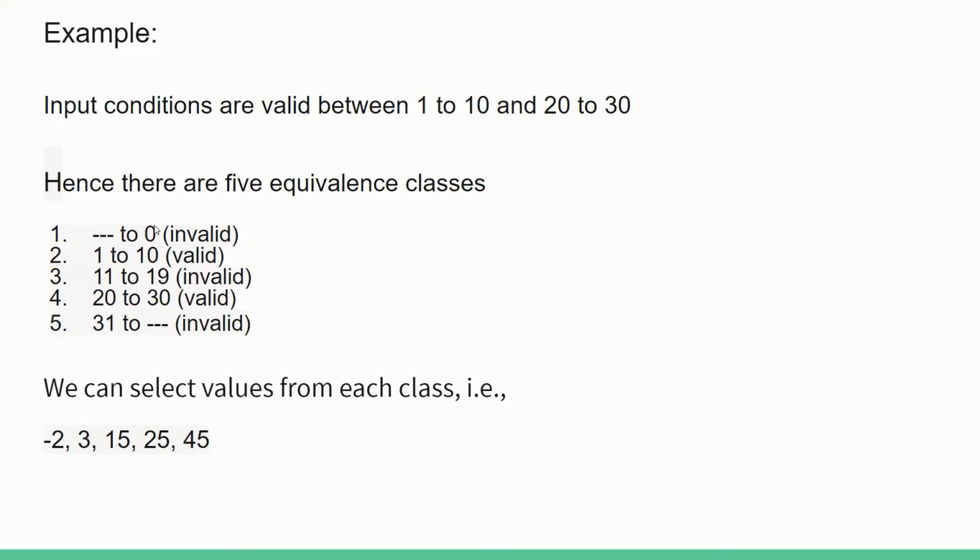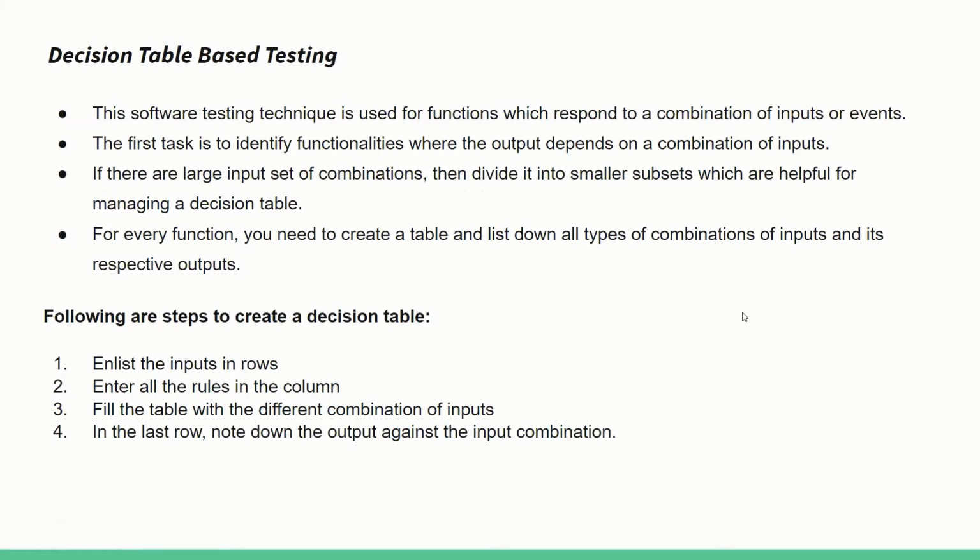From the first class, we can take -2. From the second class, we can test number 3. For the third one, we can take 15. For the fourth one, we can take 25. And for the fifth one, we can take 45.